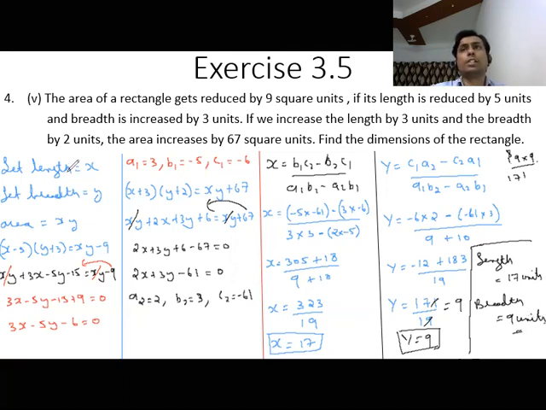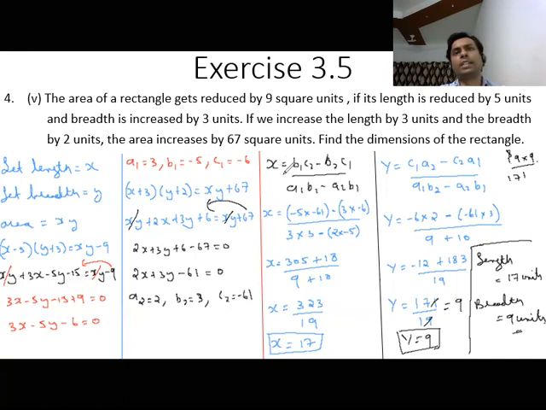So very simple. First we said length is x, breadth is y, area is xy. So first case: x minus y into y plus 3 is xy minus 9, because area reduces by 9 square units. Open the bracket, xy will get cancelled. 3x minus 5y minus 6 is equal to 0. So we got A1, B1 and C1. Then second case: x plus 3 into y plus 2 is xy plus 67. Area increased by 67 square units. Again, xy will get cancelled. 2x plus 3y minus 61 is equal to 0. You got A2 as 2, B2 as 3 and C2 as minus 61.